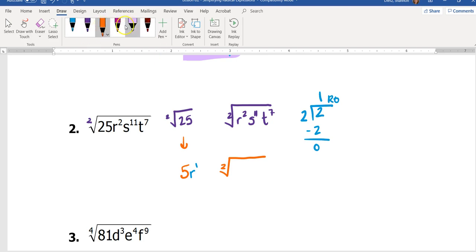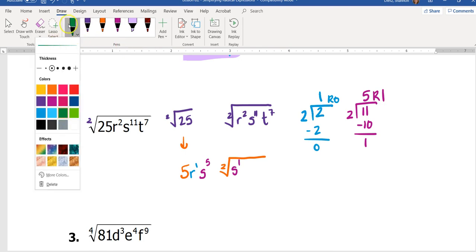Now I'm going to focus on the s's. So the exponent for the s is 11. Divide that by 2. So 2 goes into 11 evenly 5 times. So I have s to the 5th on the outside. 5 times 2 is 10. I do have a remainder of 1. So that means I will have s to the 1st still on the inside.